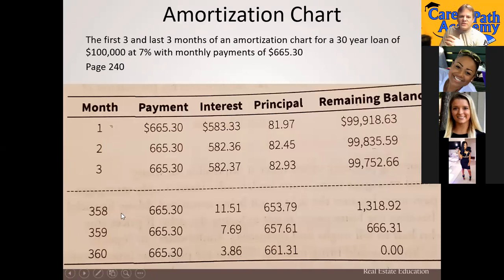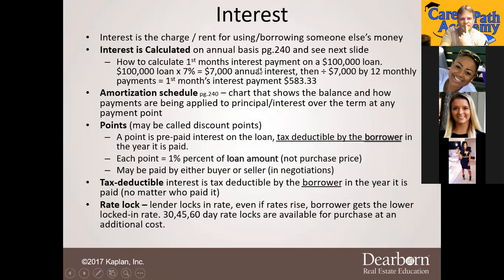This is the first 3 months and the last 3 months in an amortization schedule for a 30-year loan. See what flips during the first half of that loan? The majority of the payment goes towards what? The interest. Towards the end of it, it flips. The majority of that payment goes towards the principal. All right. So that's what an amortization schedule is.